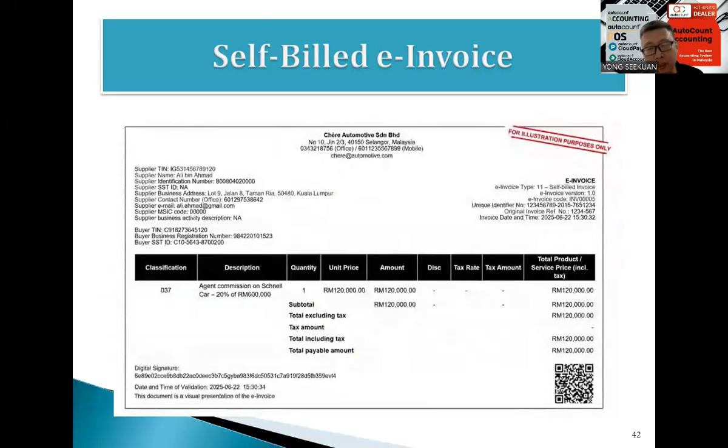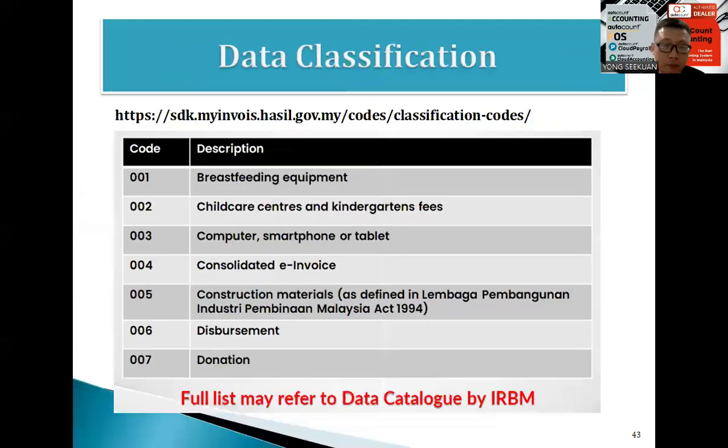The self-billed e-invoice format is also the same as the standard invoice, just a sample for yours. In this e-invoice, they have a classification code, something like your industry code. So let's say I am selling computers, the data classification will be 003. If you want the full list, you can go to this website to check it, there are more than 100 codes inside.